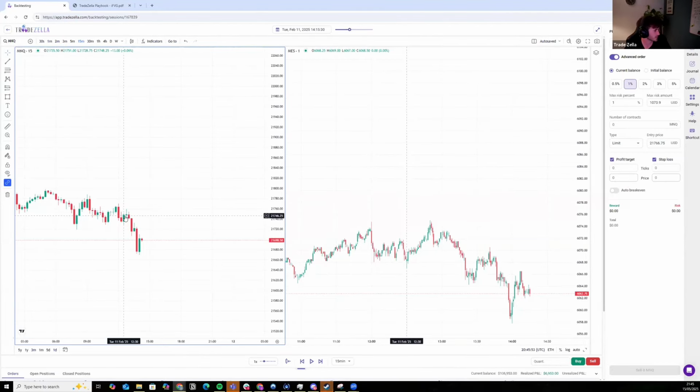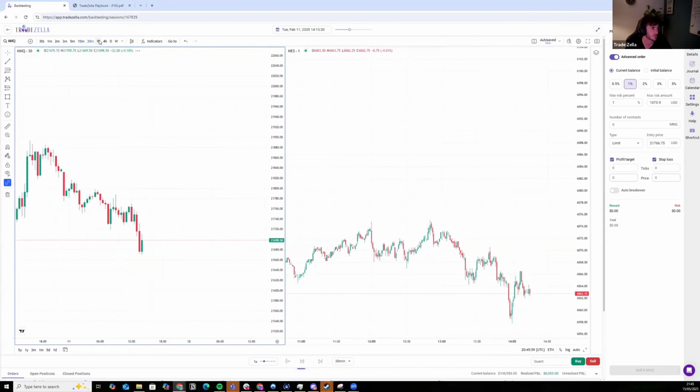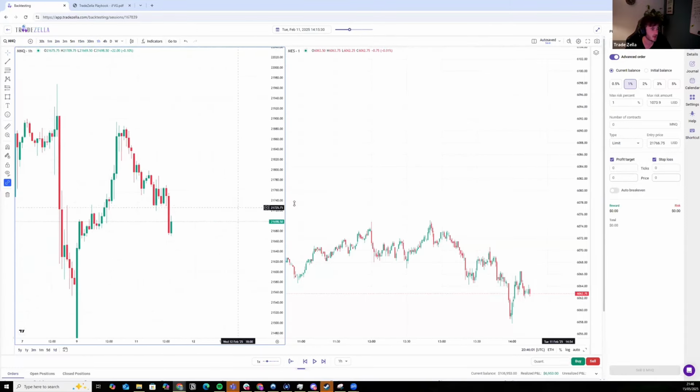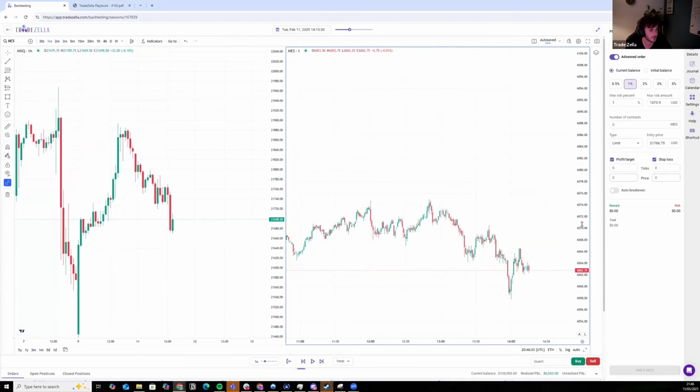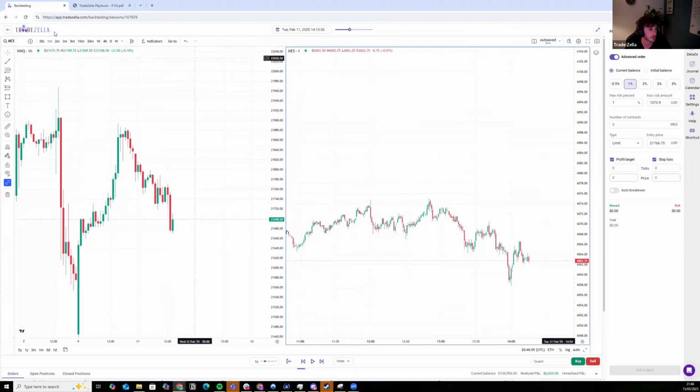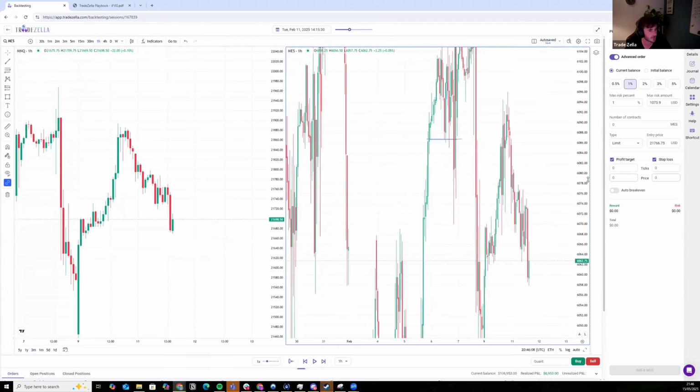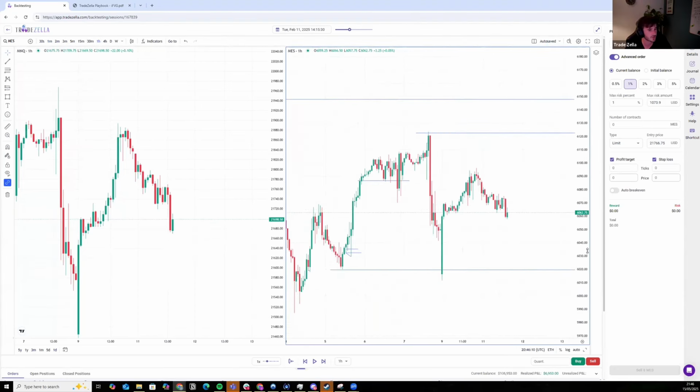You keep saying the market opens at 2 p.m. Is it different in the Forex market, where the market opens? I haven't actually backtested this in the Forex market, so I wouldn't know, to be honest. I've heard from people that this is still applicable in the Forex market, but I wouldn't be able to give you the best time to trade in the Forex market.